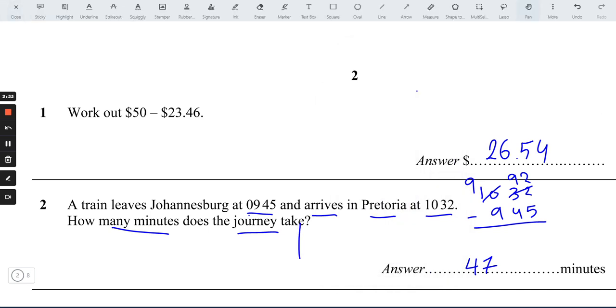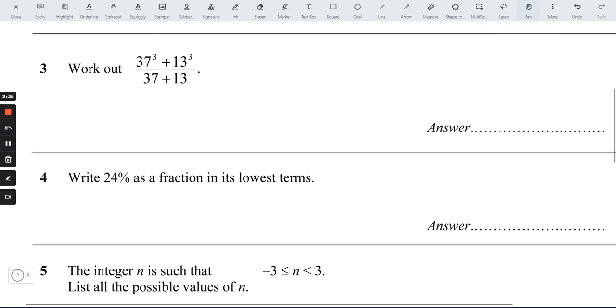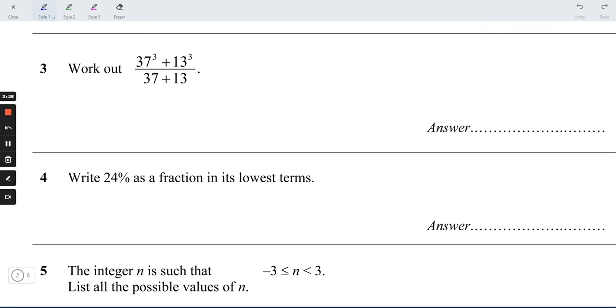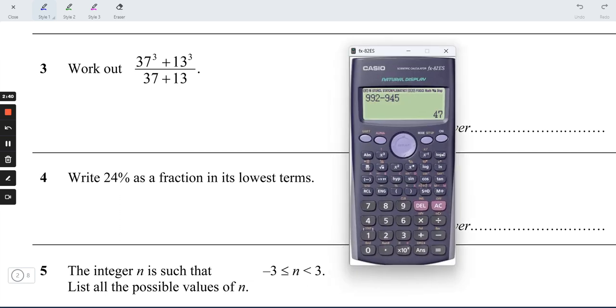Next question here: work out. We need to use our calculator here. So the fraction 37 to the power of 3 plus 13 to the power 3, divided by 37 plus 13. This will give us 1057. So here we'll write 1057.